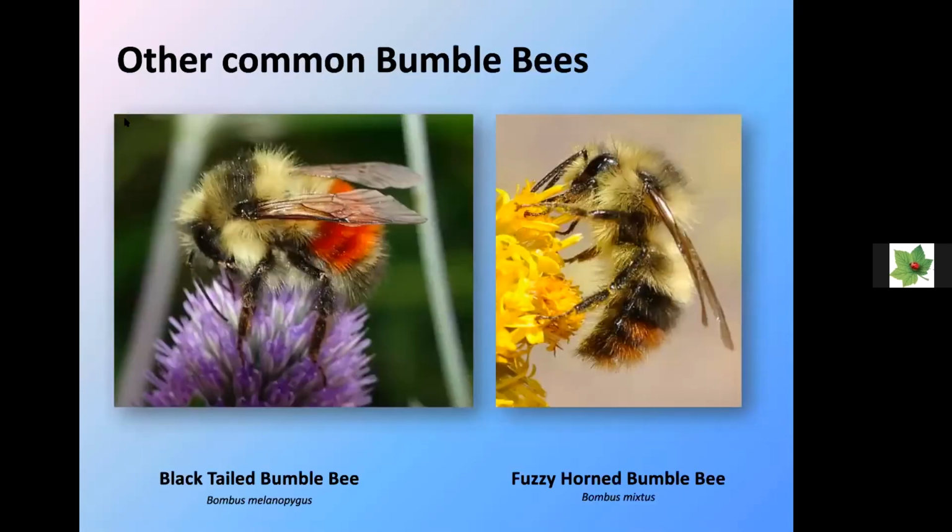Some of the other bumblebees that you might see out there are the black-tailed bumblebee or the fuzzy-horned bumblebee. So keep those eyes peeled, be a little bit more present in your garden, follow some of the different insects around, and track what plants they like the best. Some will prefer one over another.